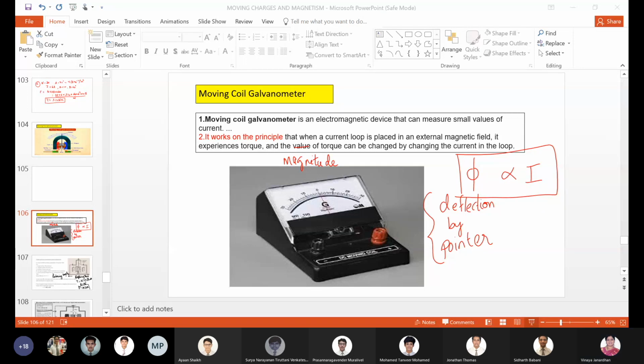Principle: a current carrying coil placed in an external magnetic field will experience a torque, and the torque depends upon the amount of current flowing through it. Are you making a note of it? Should we write phi is directly proportional to I? No, boys, that we'll have to derive. That is what we are going to derive.